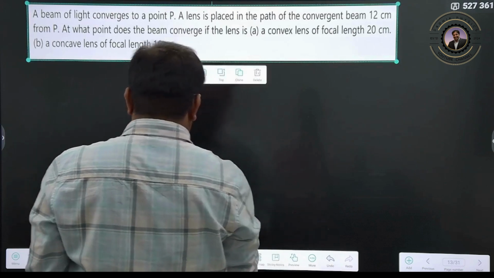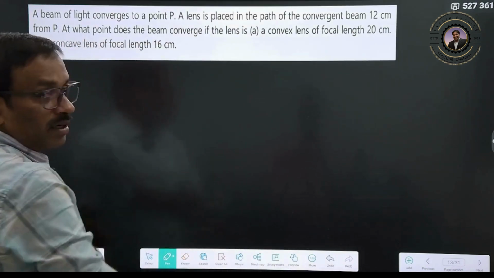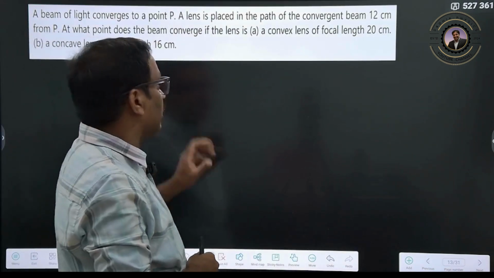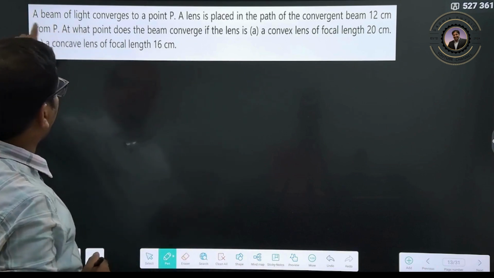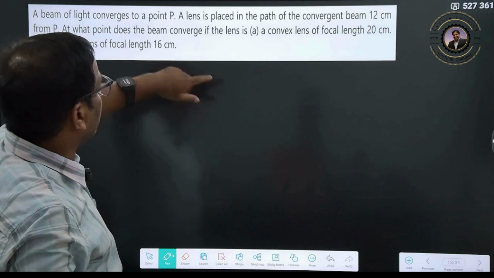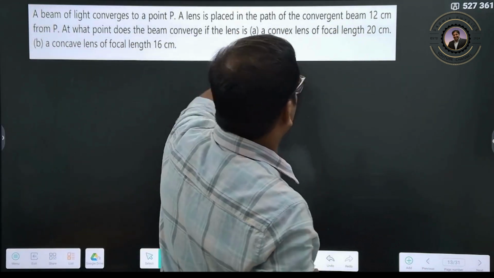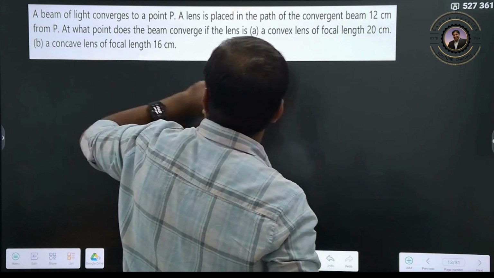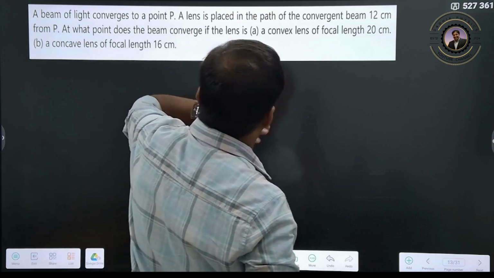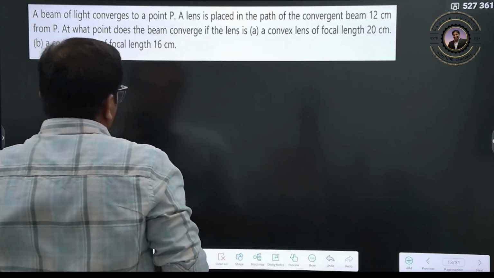Right. So here there is a slightly different and important question. A beam of light converges at a point P. A lens is kept in the path of the converging beam, 12 centimeter from point P. At what point does the beam converge if the lens is a convex lens and a concave lens?